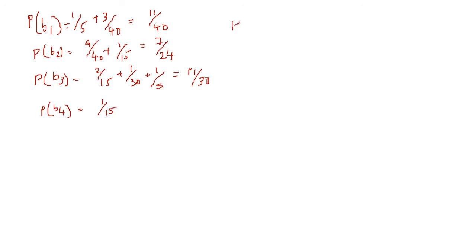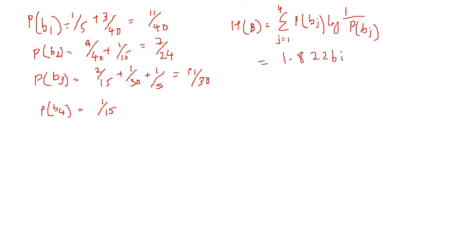So now we know that H of B is nothing but summation j varying from 1 to s, and s is equal to 4 here, P of bj into log of 1 by P of bj. So we have got P of b1, b2, b3, b4. We'll substitute here and find H of B. So it comes to around 1.822 bits per message symbol. So this is your H of B.